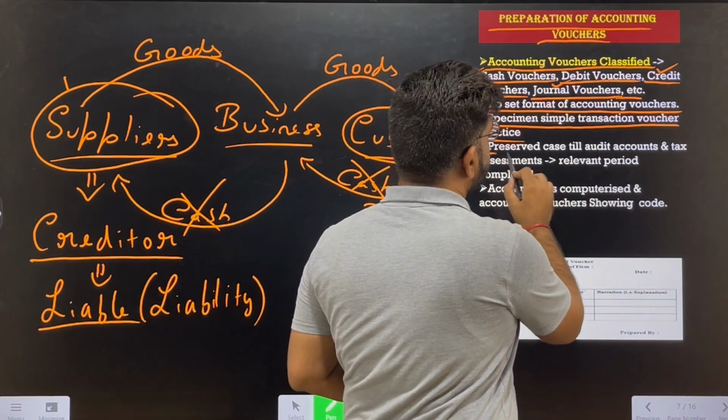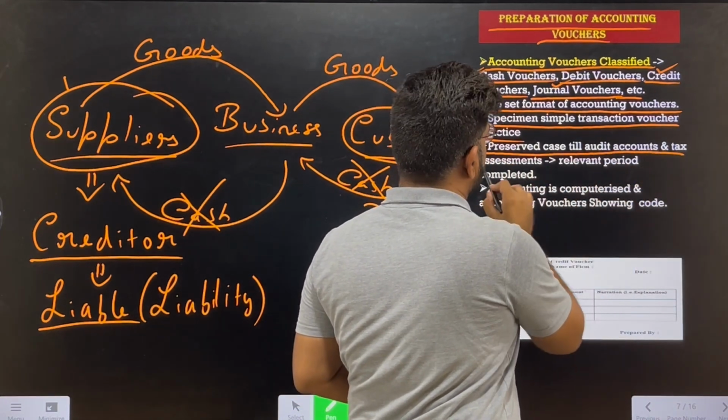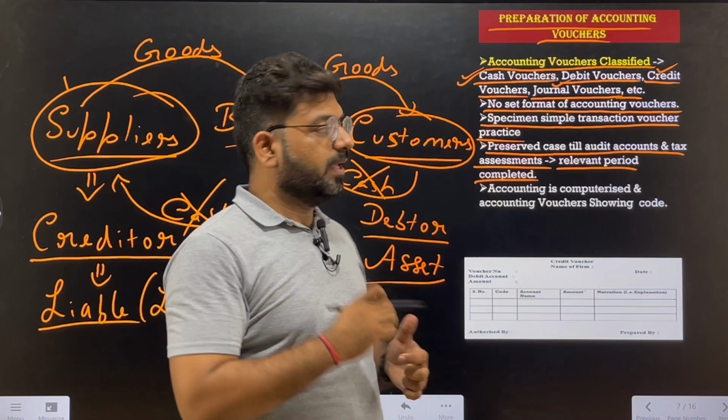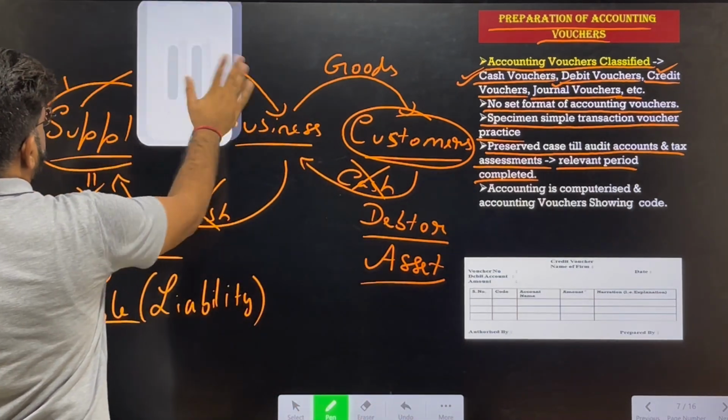Next, this is preserved till audit, accounts and tax assessments relevant period completed. Okay, this simply says that all these source documents are to be kept within the file, in a place in the office, till the time it has been audited by the chartered accountant. What does that mean? Just let me tell you an example.